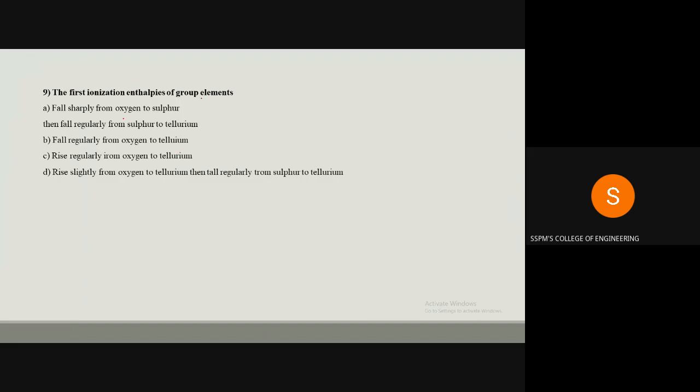The first ionization enthalpy of group elements falls sharply from oxygen to sulfur, then regularly from sulfur to tellurium. So this is the correct answer. We already know that ionization enthalpy decreases down the group. It decreases sharply from oxygen to sulfur, then falls regularly from sulfur to tellurium. So the answer here is: sharp fall from oxygen to sulfur and regular fall from sulfur to tellurium.